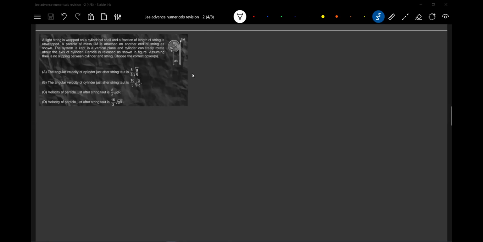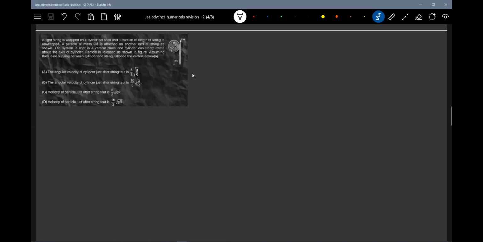Okay, first of all, I think it's purely diagram based. If anybody draws the diagram a little bit, you can manage this question. So initially, the string is here. This is 2M. This can only rotate, the disk wrapped on a cylindrical shell. Okay, this is that shell. It can only rotate about an axis passing through O.